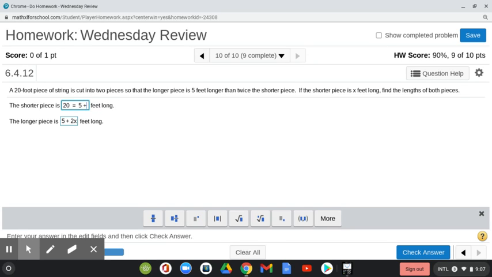Okay, so 2x plus x is 3x. Subtract 5 from both sides. And then divide by 3, so x is 5. So the shorter piece is 5, and then 2 times 5 is 10 plus 5 is 15. Okay, let's make sure this makes sense. The longer piece is 5 feet longer than twice the shorter piece. Yes, that works. And then 5 plus 15 is 20. That works.